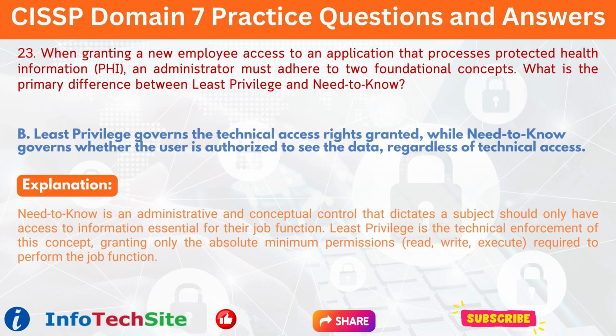Explanation. Need to know is an administrative and conceptual control that dictates a subject should only have access to information essential for their job function. Least privilege is the technical enforcement of this concept, granting only the absolute minimum permissions, read, write, execute, required to perform the job function.